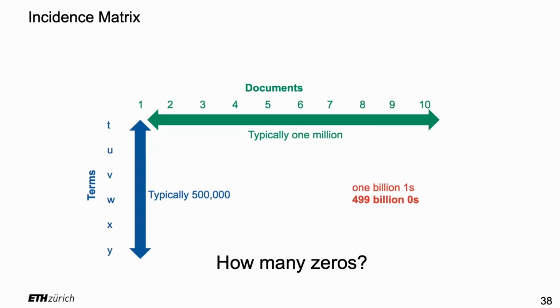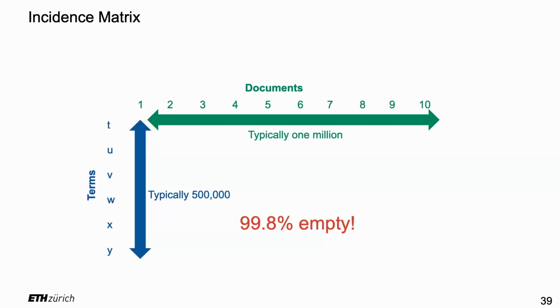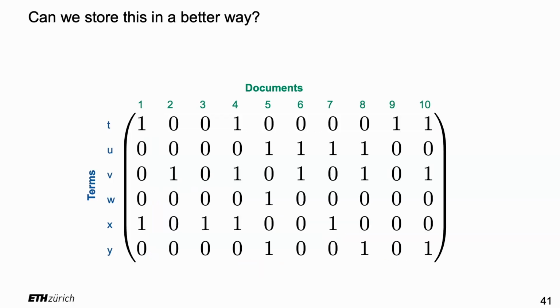And when you have some sort of skew like that, it starts sounding like it's not optimally stored. You can do better than that and store it in a more optimal way, because maybe we can just not even store the zeros. So is there any way that we could design a structure where we only store the ones? Of course. And that's what people did. It's 99.8% empty. It's space inefficient.